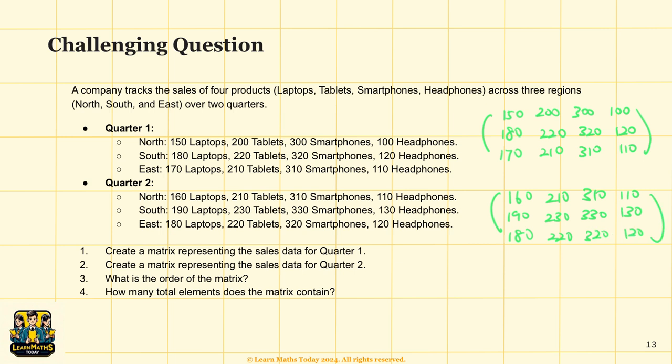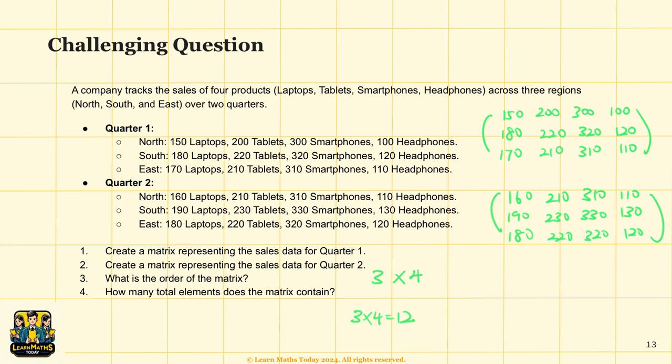The order of the matrix is simply the number of rows and number of columns. And we know the number of rows, in this case, we have 3 rows, we have 4 columns. So the dimension or the order of the matrix is 3 by 4. Total number of elements of the matrix is simply 3 multiplied by 4 equal to 12.